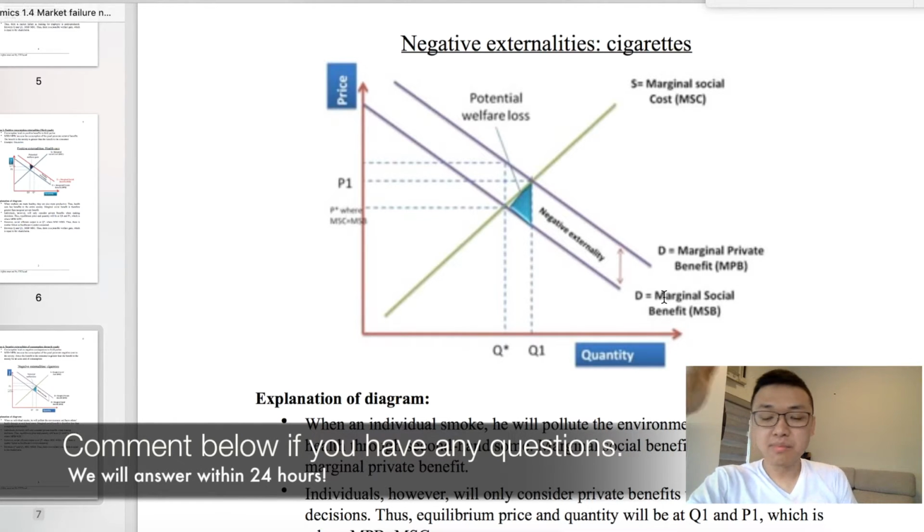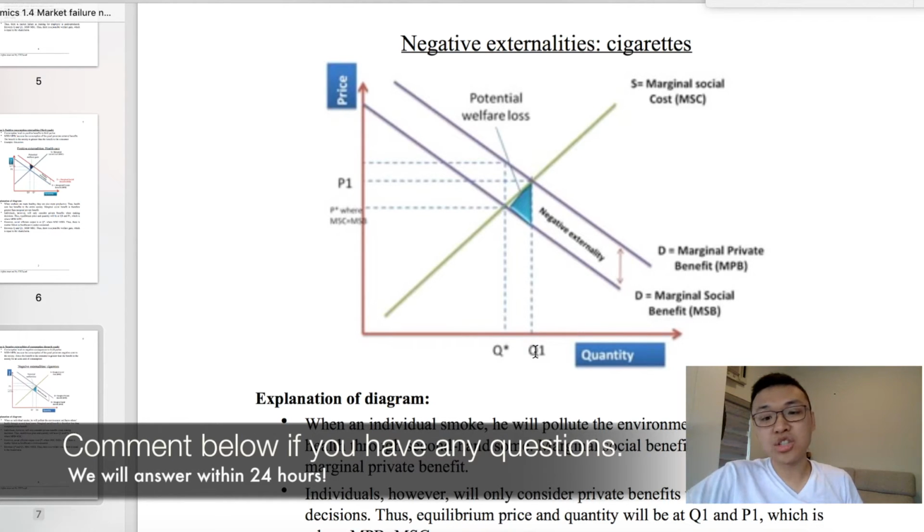Now, what you can label next is essentially two points. The market equilibrium. Where's the market equilibrium? The market equilibrium is where demand equals supply. It's where the MPC equals the private benefit. So the equilibrium is where the private benefit equals the private cost. Here it's P1 and Q1, because that's where the private benefit equals the private cost. So right here, this is the market equilibrium.